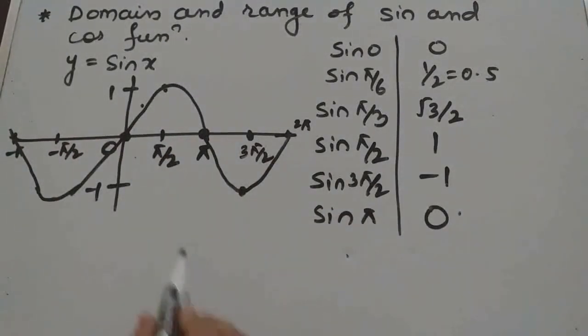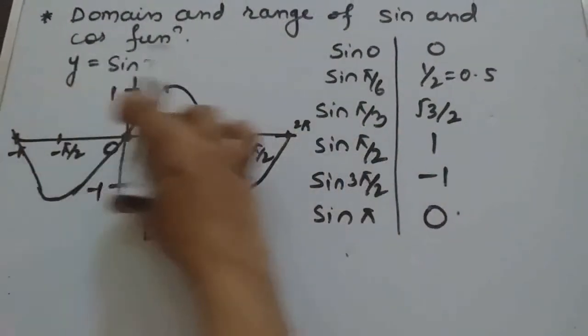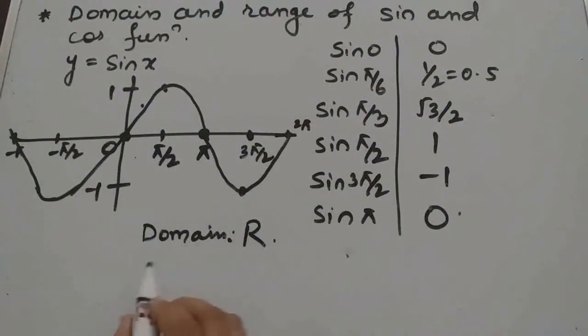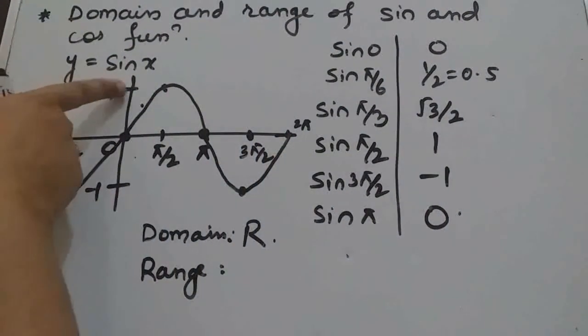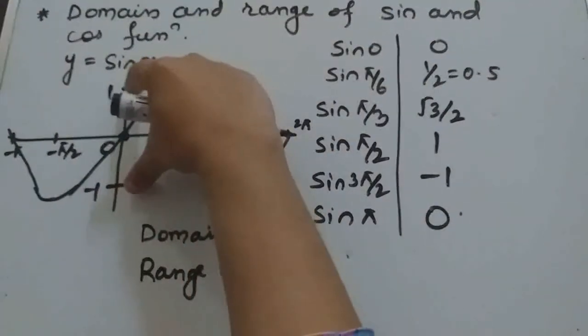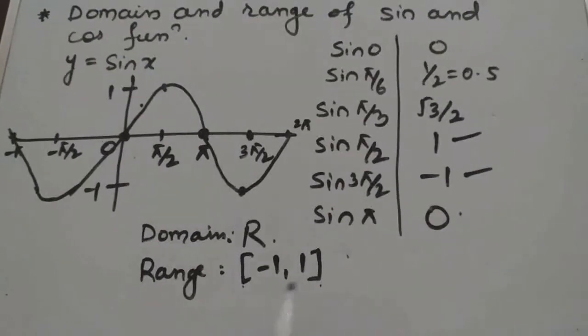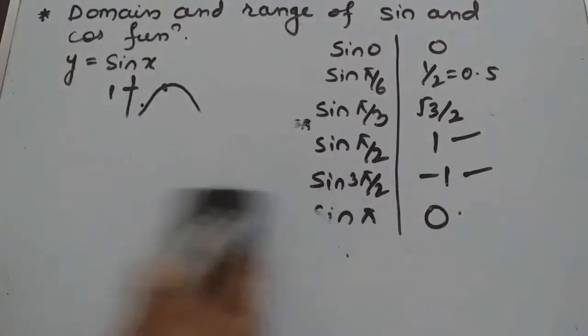So here you can observe one thing, the domain. All the values on the x-axis we are taking, isn't it? So the domain will be the complete set R. But the range, if you observe, we are not getting any values greater than 1 or less than minus 1. So what will be the range? In between these two values, that means the closed interval minus 1 to 1. Why closed interval? Because sometimes we are getting 1 and minus 1 exactly. Now suppose y equals cos x.